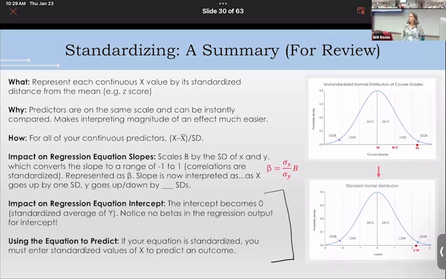And when you use your equation to predict a value, so if you're saying, hey, Hannah has a social support score of 4, what's her predicted self-esteem? If I'm using a standardized equation, can I plug in 4? No. What do I have to plug in?